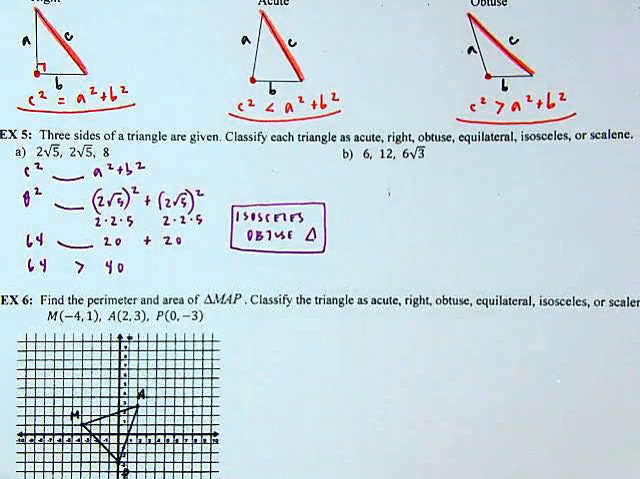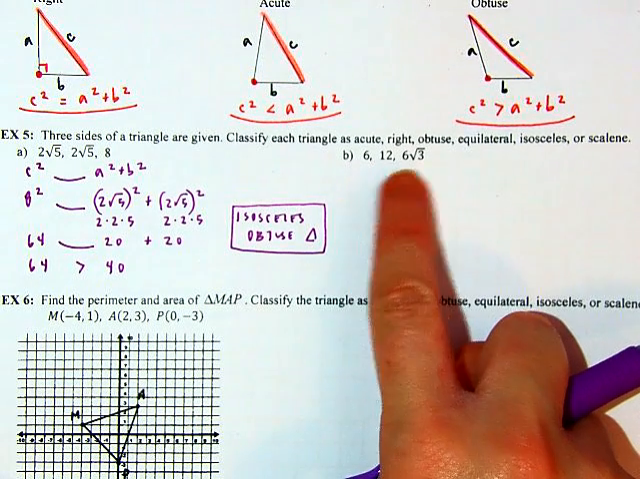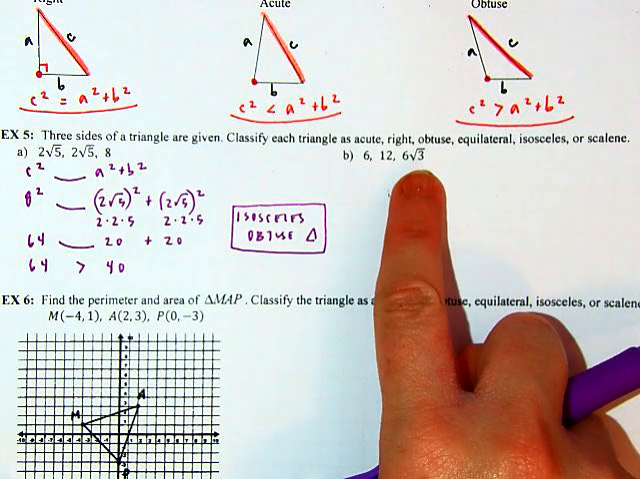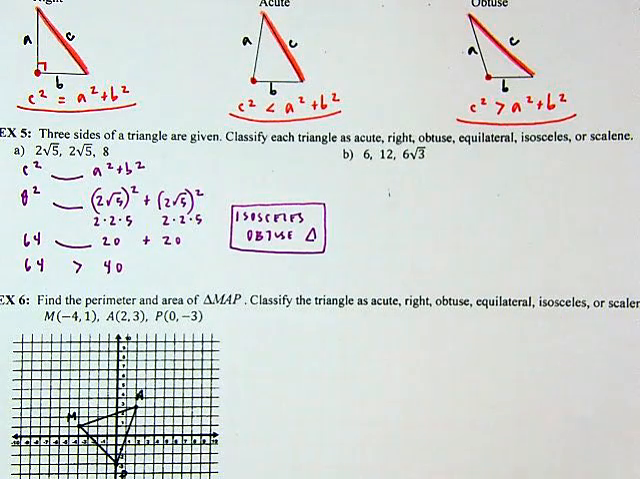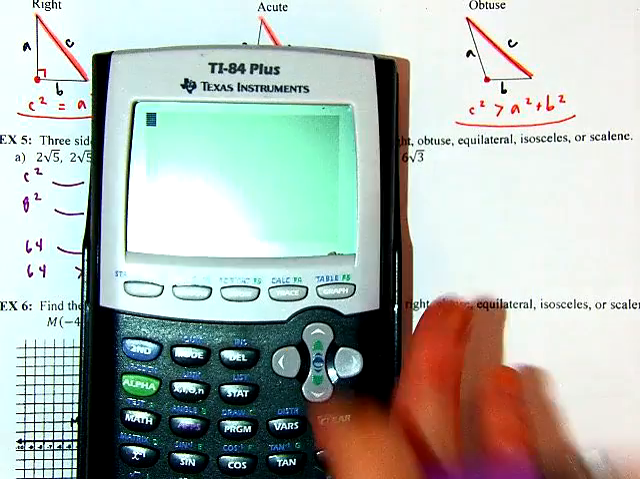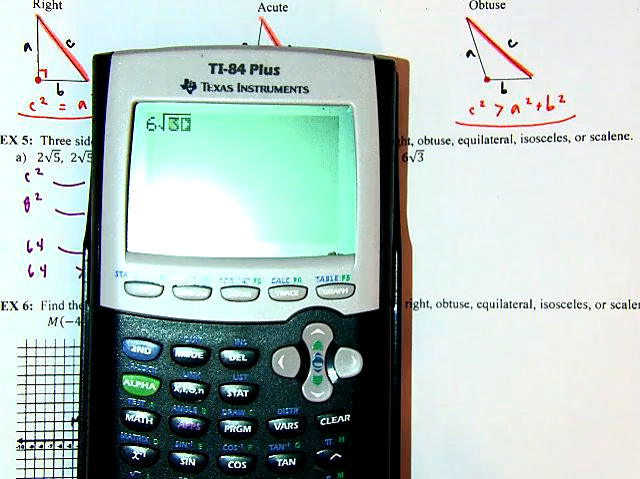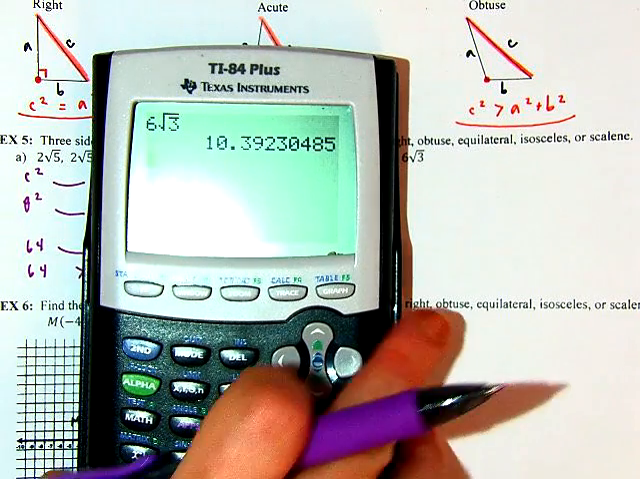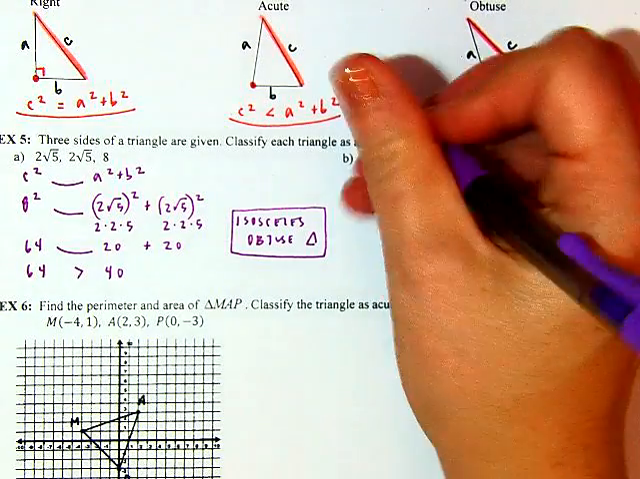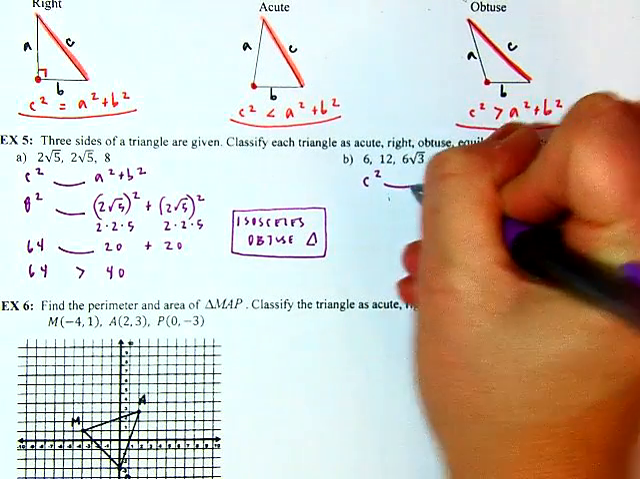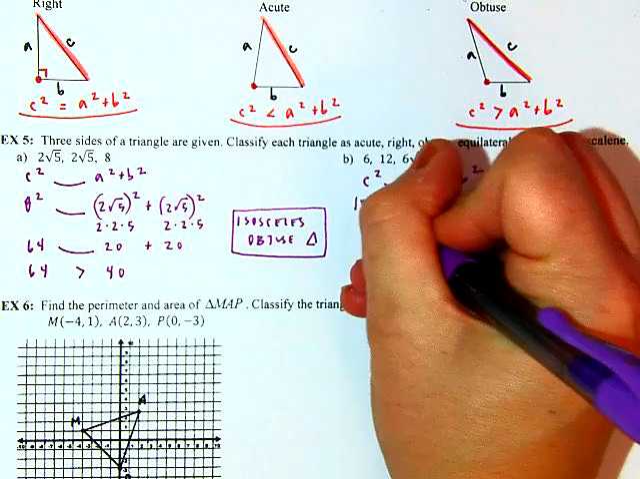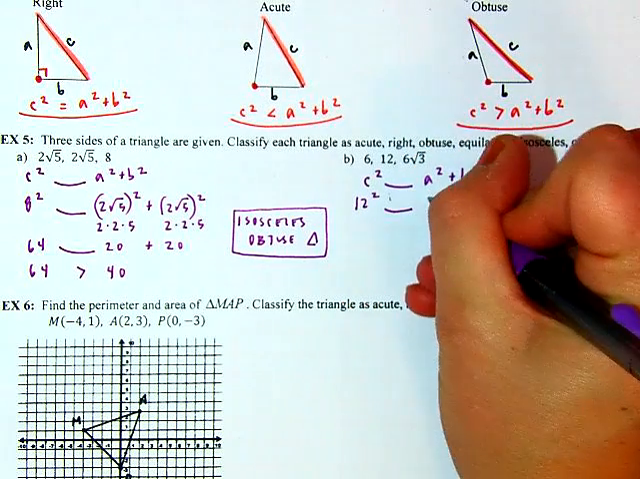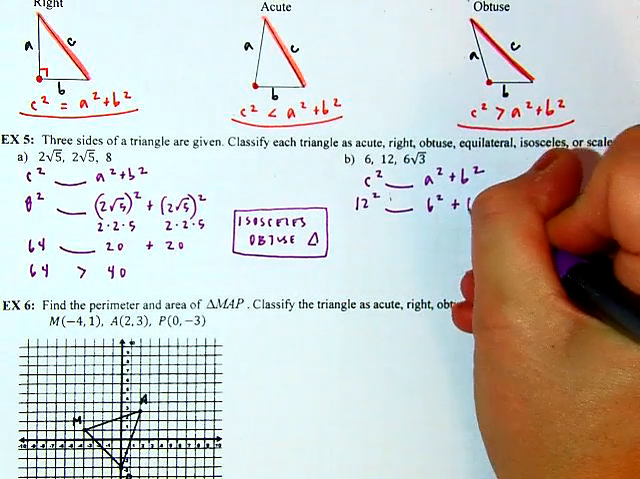Okay, let's try it one more time. So here we have three sides given, 6, 12, and 6 root 3. So if I look at 6 root 3 as a decimal approximation, gets me about 10.39. So it's smaller than 12, so 12 is my c. So I'm following that structure, c squared. How does it relate to a squared plus b squared? So here's my 12 squared. Here I'll do 6 squared and 6 root 3 squared.